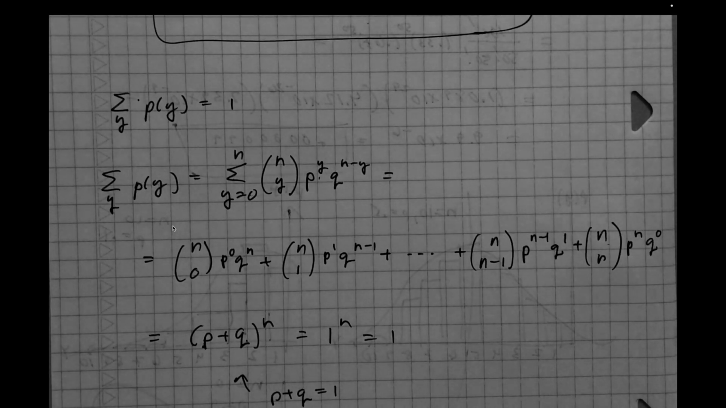Right? And so this is how we can use the binomial expansion to show that the binomial distribution does indeed sum to 1 if we sum over all the possible outcomes, all the possible values of n, or possible values of y, apologies. Okay, let's take another example.